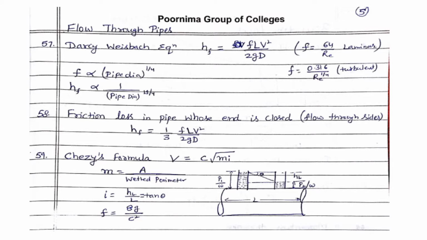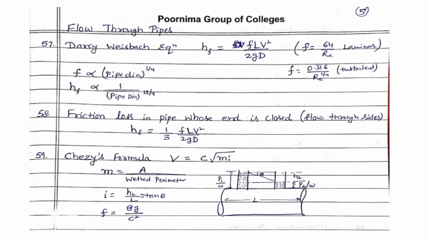And then for turbulent flow, this coefficient of friction is 0.316 divided by Reynolds number to the power 1/4. This is the coefficient of friction. So friction loss in a pipe whose end is closed is hf = 1/3 fLV²/2gD.